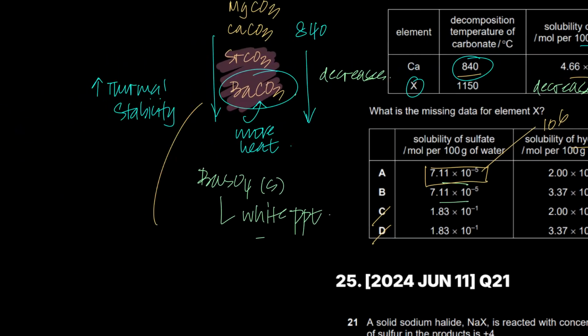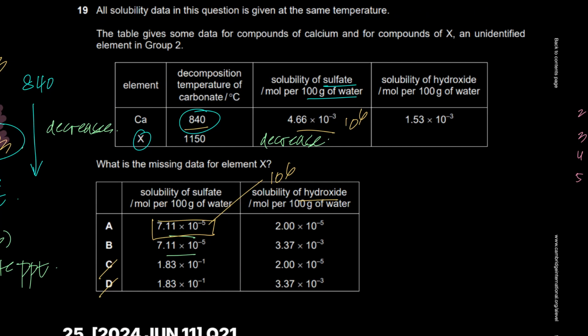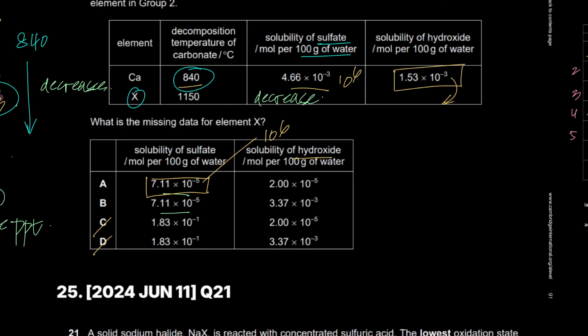We know that the solubility of hydroxides increases down the group. So barium hydroxide is the most soluble. Just like barium sulfate is the most insoluble, barium hydroxide is the most soluble. So should you have a value greater than this or less than this? Obviously a value greater than this. And which value is greater than this? This is minus 5. This is lesser. This is minus 5. So therefore B is the correct answer.